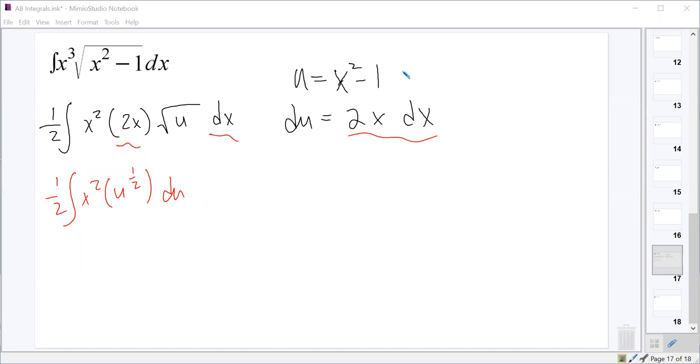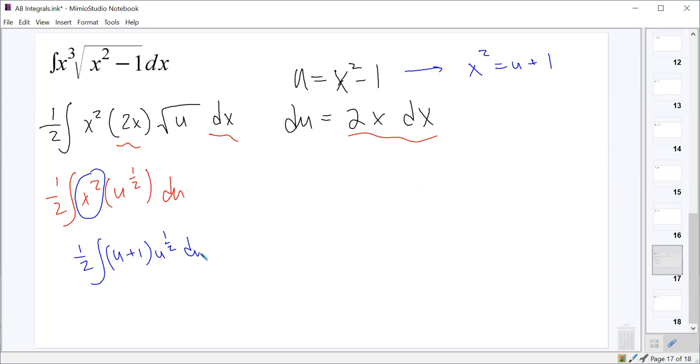Exactly. Yeah, so we're just going to use this and say we know that x squared is equal to u plus 1. And so we're going to just go in and replace that x squared with the u plus 1 to give us 1/2 the integral of u plus 1 times u to the 1/2 du, or 1/2 of the integral of u to the 3/2 plus u to the 1/2 du. Everybody good there? Yep.